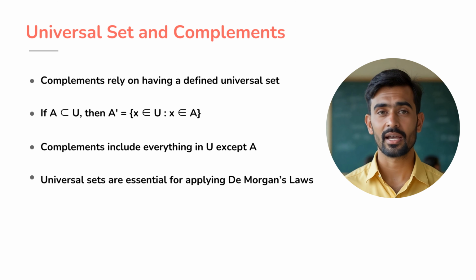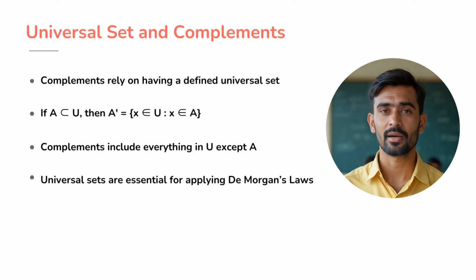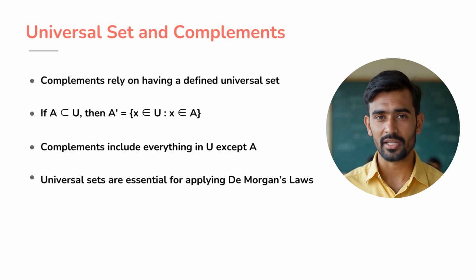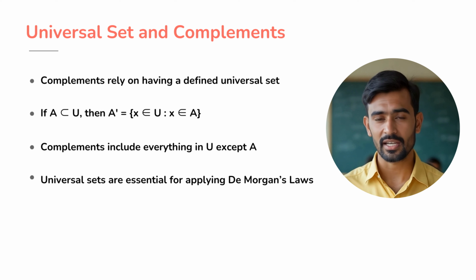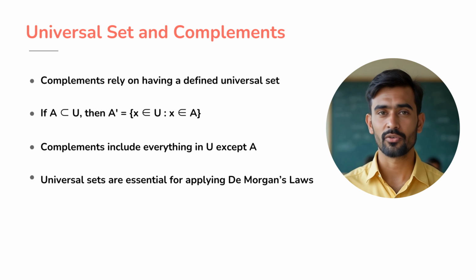The universal set plays a key role in understanding complements. If A is a subset of U, then the complement of A, written as A prime or A dash, includes all elements in U that are not in A. In set builder form, we write A prime equals {x such that x belongs to U and x does not belong to A}. This forms the foundation of important laws, like De Morgan's laws.